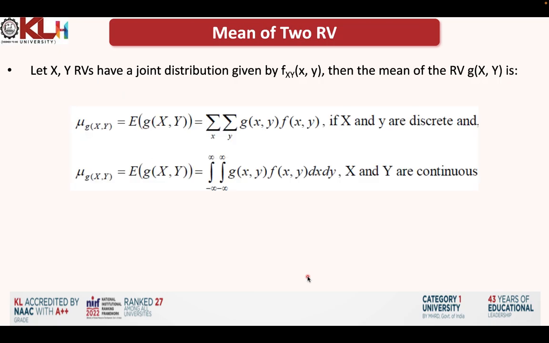The mean of two random variables can also be defined. So if the joint distribution, the PDF, is f of xy, then the mean of the random variable g of xy is defined like this for the discrete case and like this for the continuous case. So it's similar to the single random variable case, except we replace the PDF with the joint PDF, and we have two sums or two integrals.